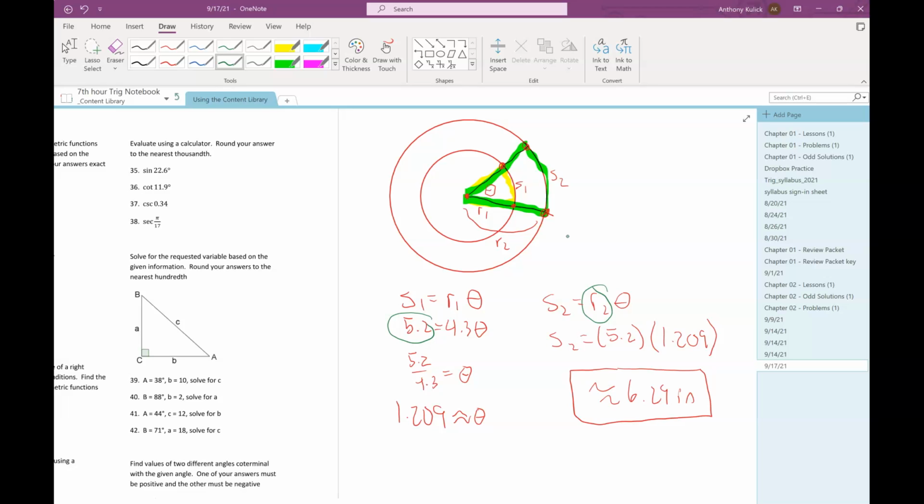Yes. Okay. So again, to read the problem all the way from the beginning, it says two concentric circles are cut by the same angle. The radius of the smaller circle is 4.3, and the cut arc measures 5.2. If the radius of the larger circle is 5.2, what is the length of the cut arc? Oh, okay. For the larger circle? Round your answer to 2 decimal places. Okay, sounds good. Thank you.